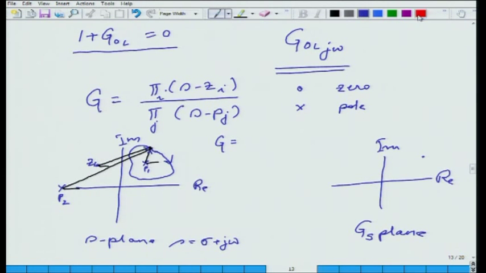So, maybe I should color code a few things here. Let us say this is Z minus P1, and let us say the purple is Z minus P2, red is S minus Z1, purple is S minus P2, and let us make this green, this guy is S minus P1. So you can see that the red one is S minus Z1, the green one is S minus P1, and the magenta one is S minus P2.